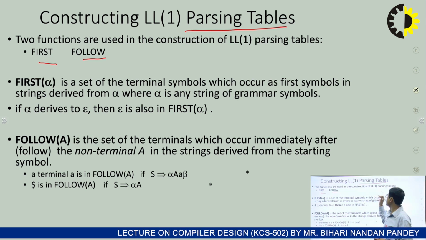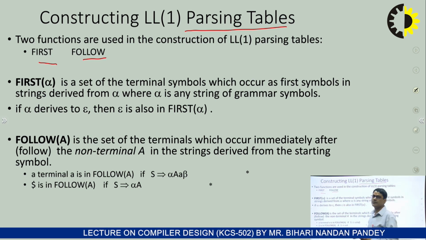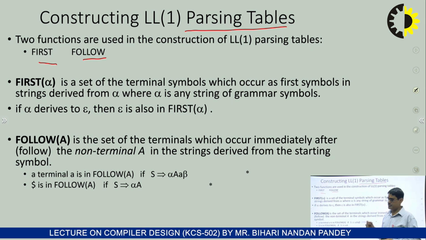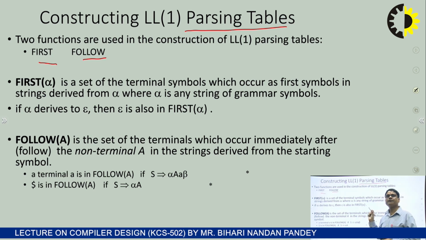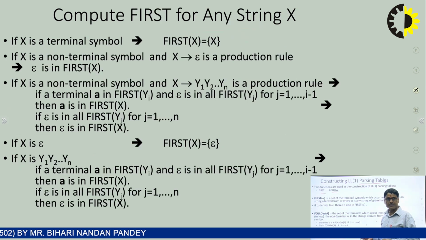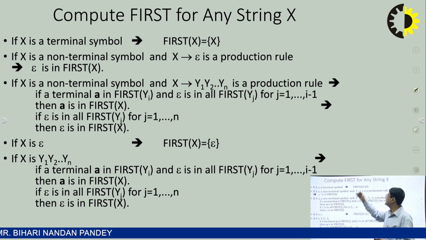So two functions are used. First is what? Whatever first terminal you scan from left to right in the right hand side of the production, that is basically called first, and it constitutes three rules. We will discuss in next, this is the construction for first. So what is capital X?